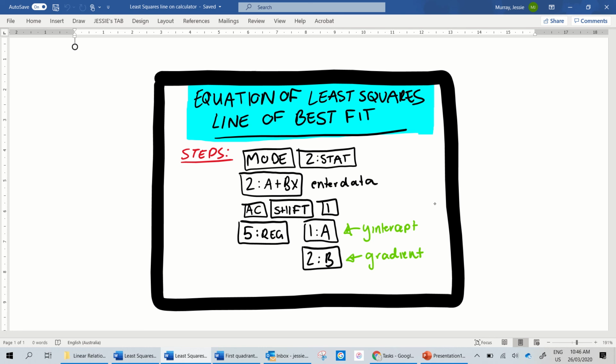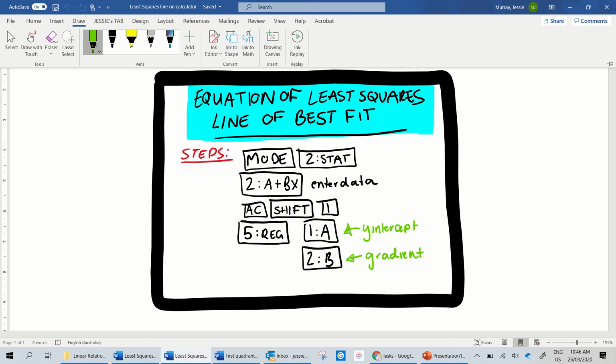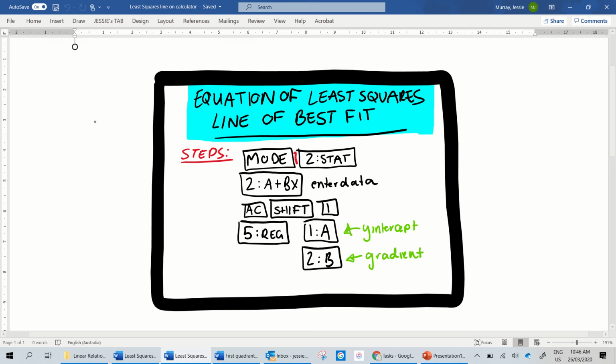You do every single thing all the way until you get to this step. So you press mode, go to statistics, then you press that button, enter all your data in, clear it, press shift 1, press 5, okay? It's from that step onwards that it's slightly different. So you put all your data in, press these buttons, and then you're going to press 1, A. Okay, what that tells you is your y-intercept.